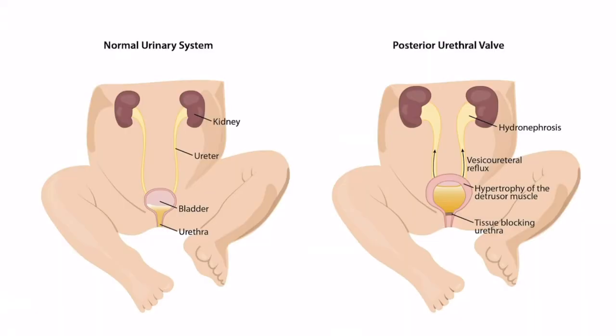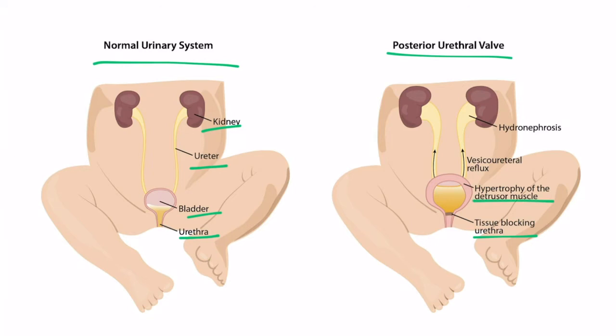The left image depicts a normal urinary system in a male fetus. We can see the urethra, the bladder, ureters, and the kidneys. The right image depicts a male fetus with a posterior urethral valve. At the junction of the bladder and the urethra, you can see this membranous blockage, and the bladder trying to squeeze against this will become hypertrophied.